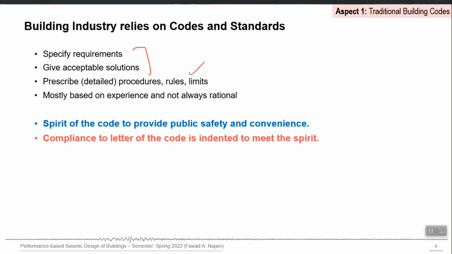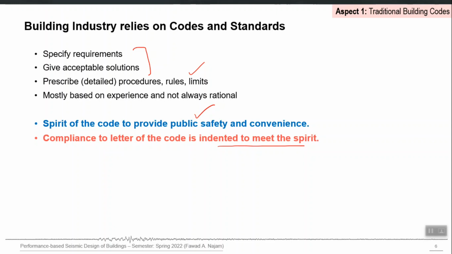So, the spirit of a particular building code is to provide public safety and convenience, and it is an inherent assumption that if you comply to the letter of the building code, you follow it as it is, then you will actually be able to meet that spirit, and that spirit is to provide public safety and convenience. So, building codes implicitly ensure public safety and convenience. They set up certain guidelines and rules, and it is assumed that if you follow those guidelines and rules, you will end up in a safe building, right.